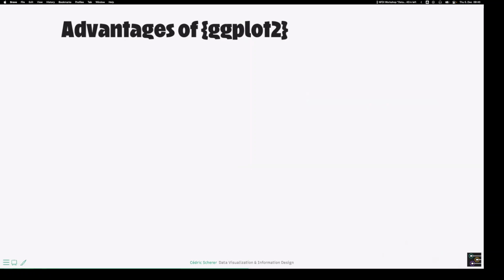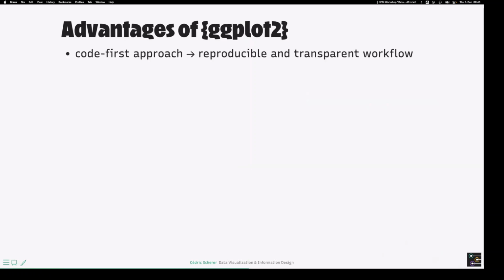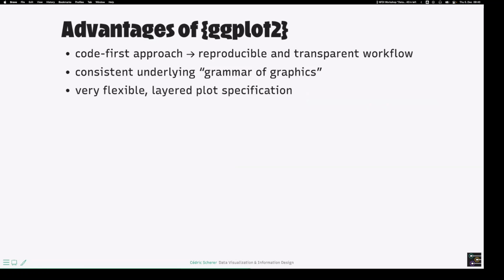So what are the advantages of ggplot2? Similar to the previous things and why we are all here, it's a code-first approach, so we can create a reproducible and transparent workflow, which is good in terms of reproducibility for external people, but obviously also for using the code again for other projects or for updated data. We have this consistent underlying grammar of graphics we will see in a second. Because of that, we are very flexible and we can, similar to the pipe, add things to our plot or remove them again, usually without destroying the current working machine.